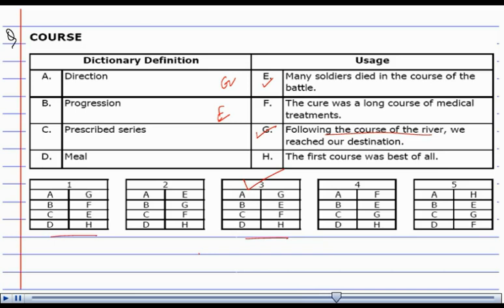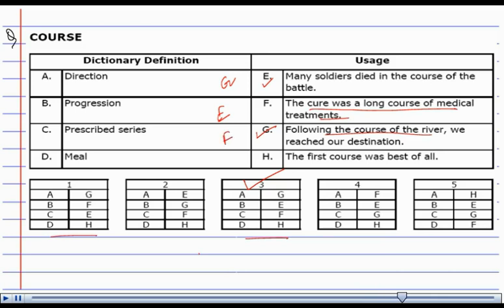In C, prescribed series. Here you may find that prescription usually comes in context with medical terms. It is matched with option F. The cure was a long course of medical treatment. So we match C with F.